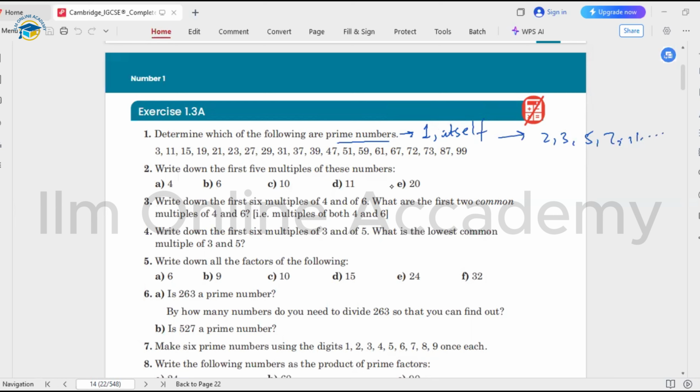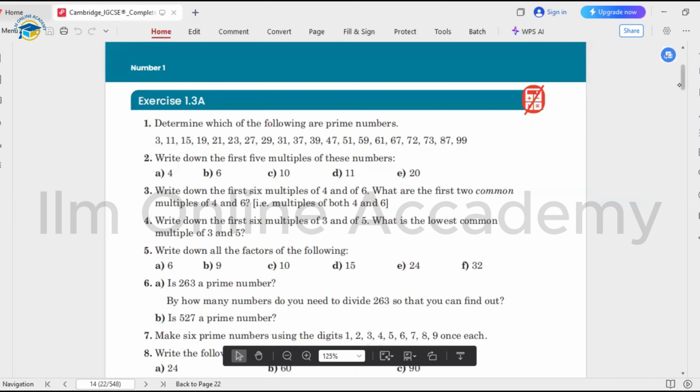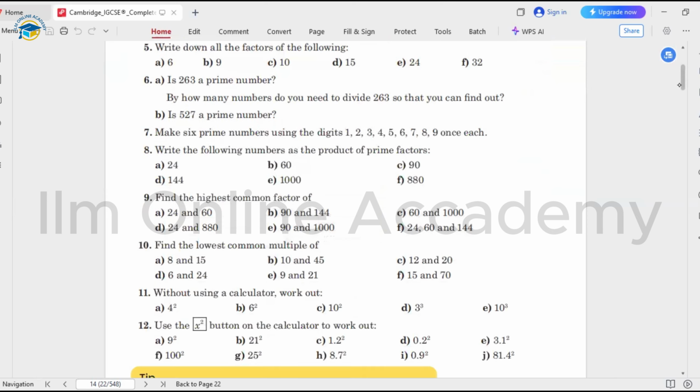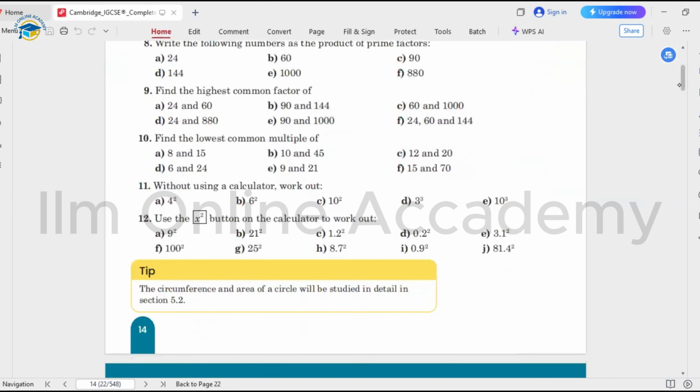Why are these called prime numbers? Because if you take the number 2, it only has the factors 1 and 2 itself. Just two factors. Accordingly, we discussed how we can make the factors for a number, how we can write the multiples for the number, and also how we can find the HCF and LCM for some particular numbers. You can check the previous video for a better idea. Today in this lecture, we are going to start from question number 11 and onward.